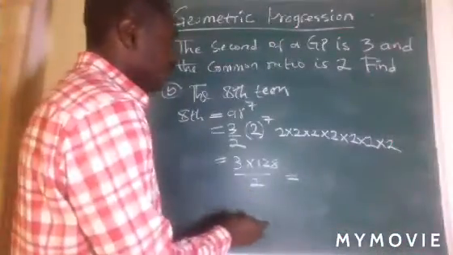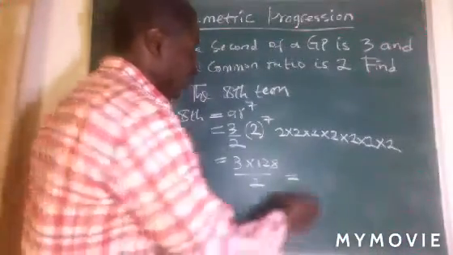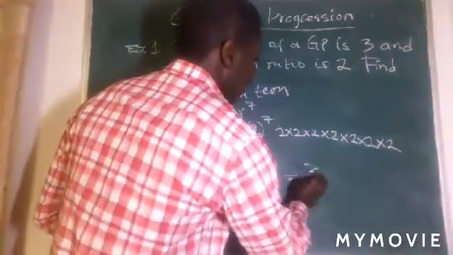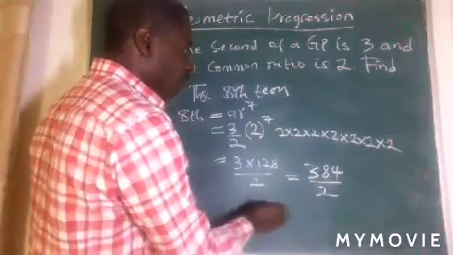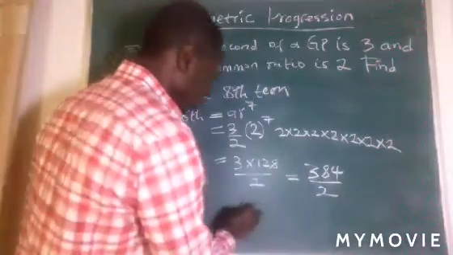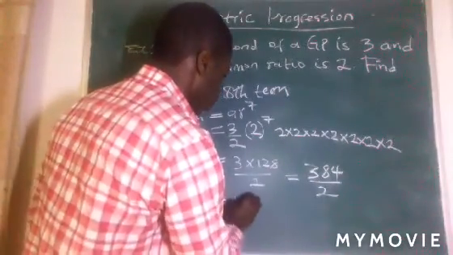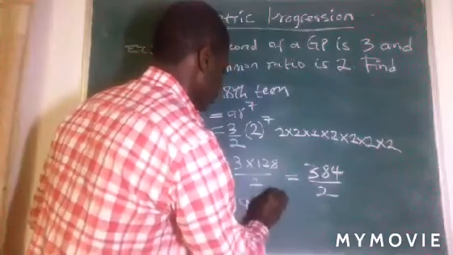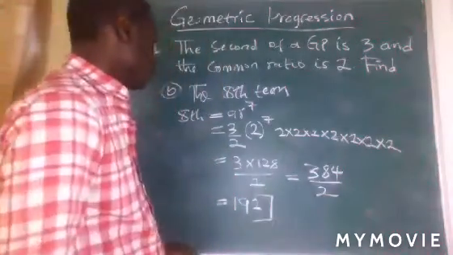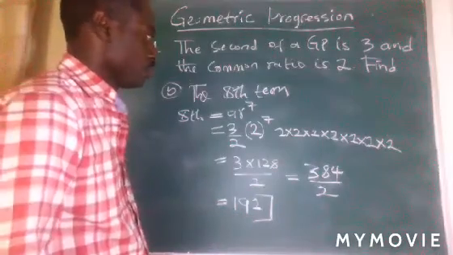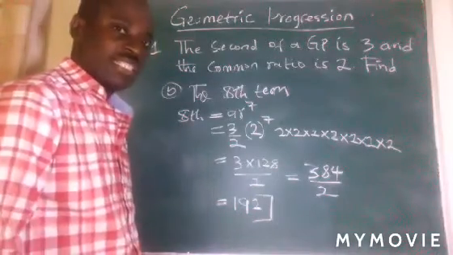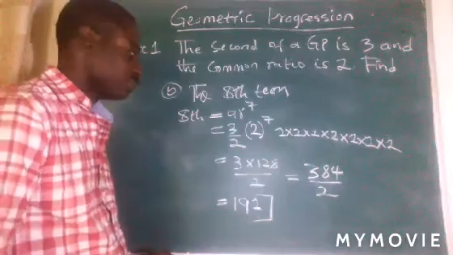3 times 128 is equal to 384. 384 divided by 2 is equal to 192. So the eighth term is 192. Now let's find the 10th term in the sequence.